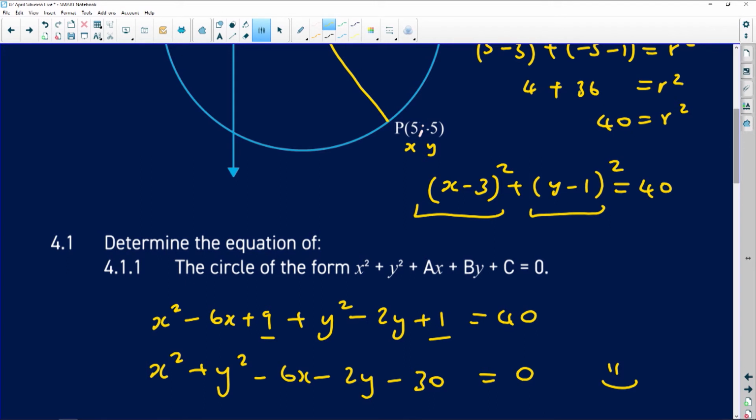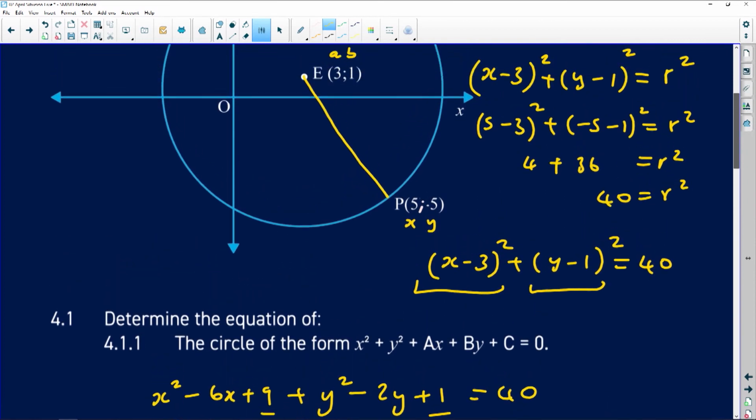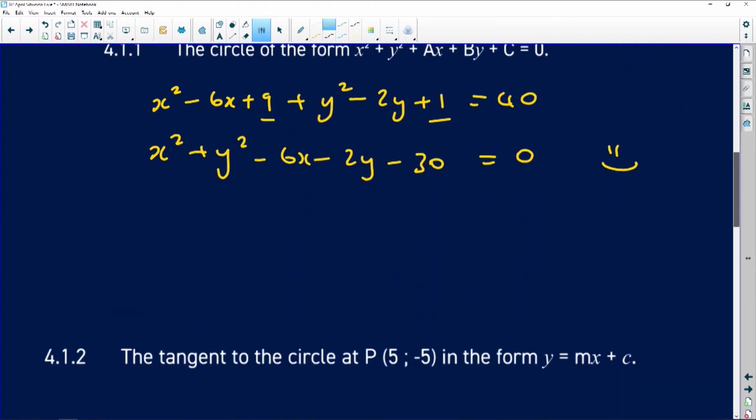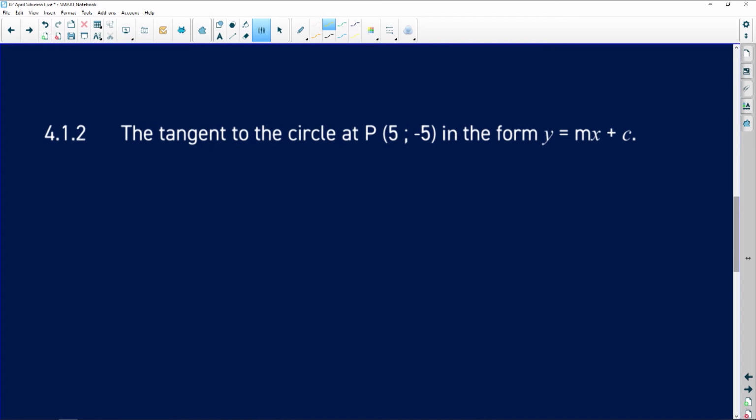What I just did here is just basic algebra. The only thing that you needed to know is what to do with the coordinates at the center. You put them for A and B, and then the radius is EP. You can even use the distance formula to work out your EP. Right, the last part says the tangent of the circle at P in the form y.